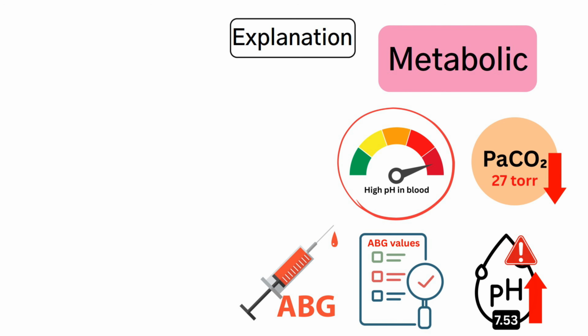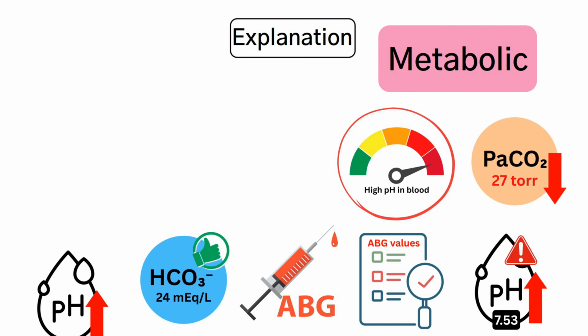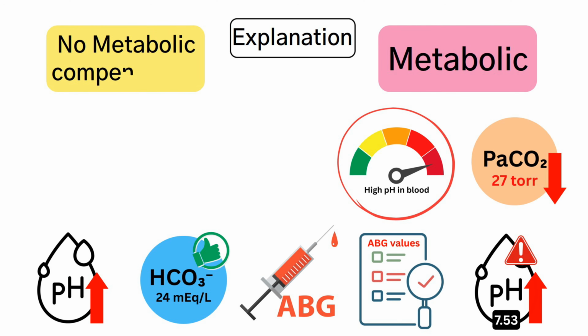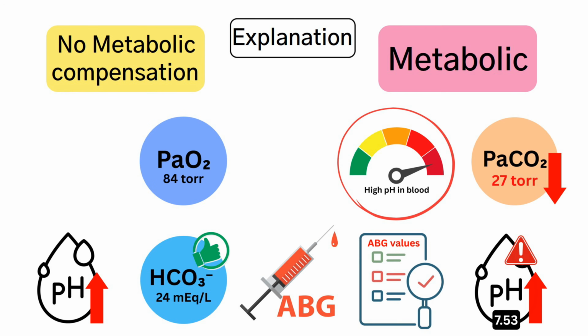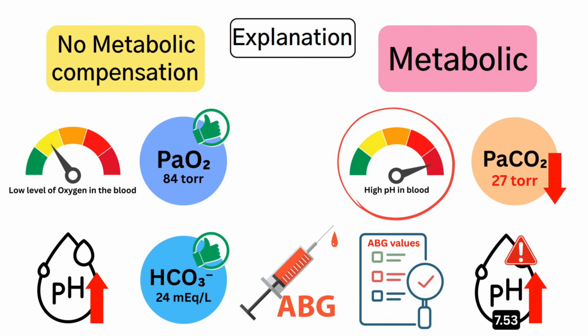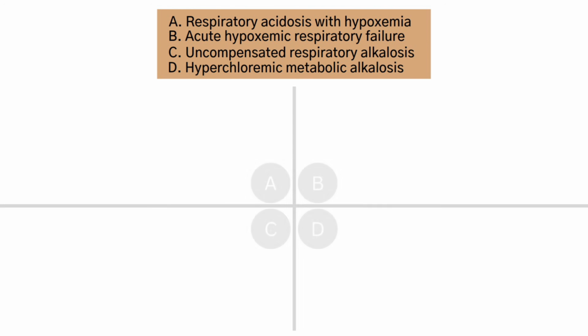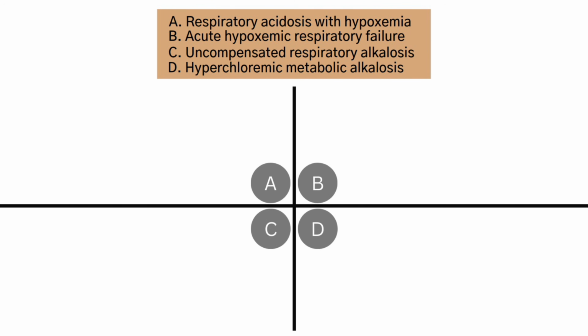The bicarb level is 24, which is within the normal range and confirms the alkalosis is not metabolic and that no metabolic compensation has occurred. The PaO₂ of 84 is within the normal range, so there is no significant hypoxemia. With that in mind, we can evaluate the answer choices.